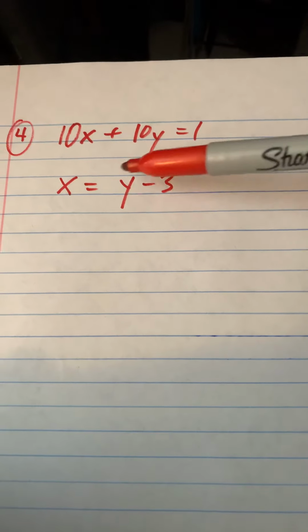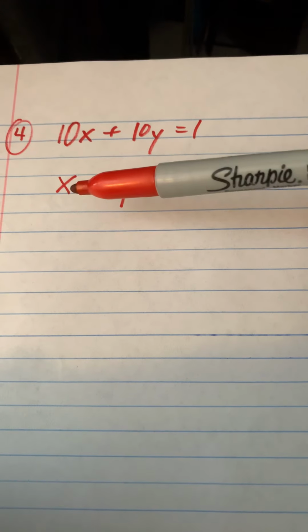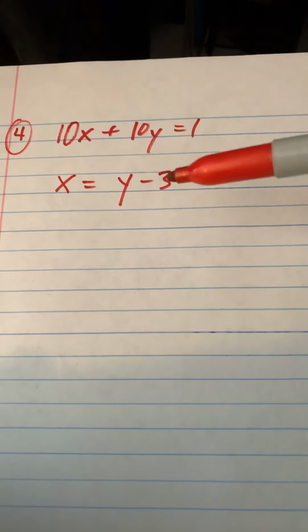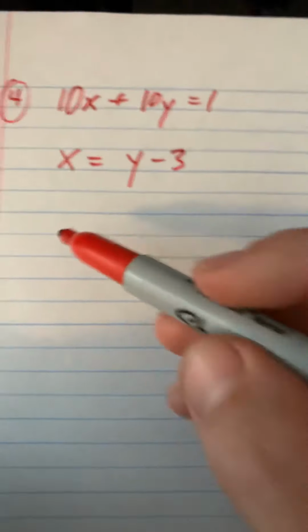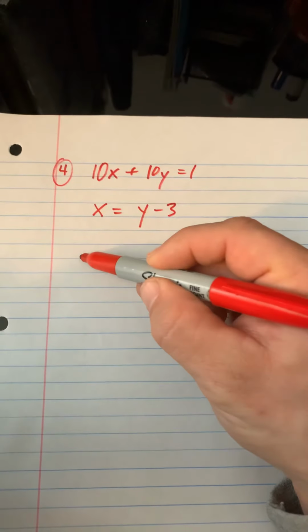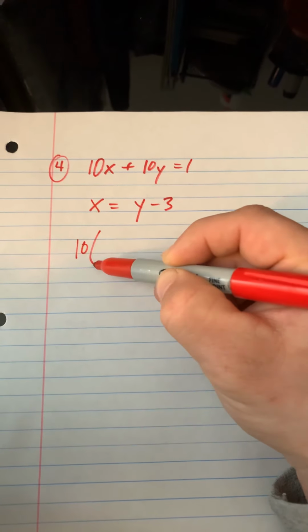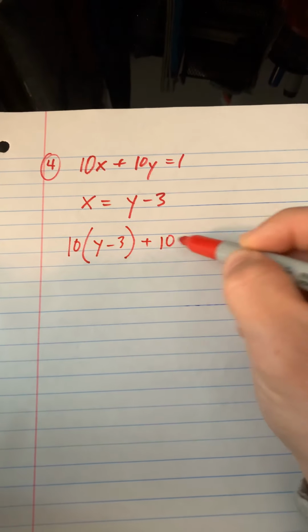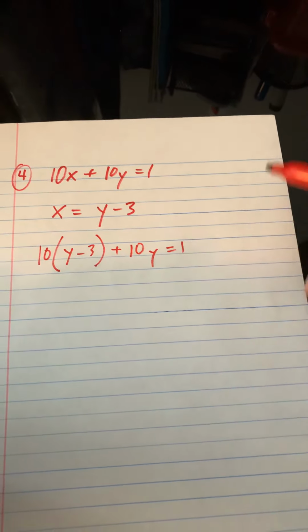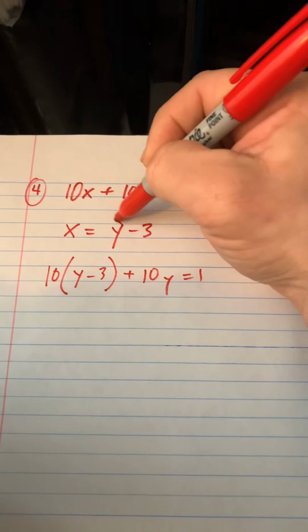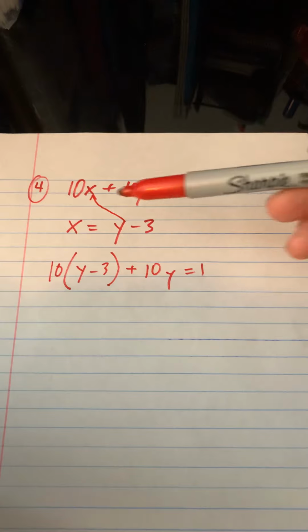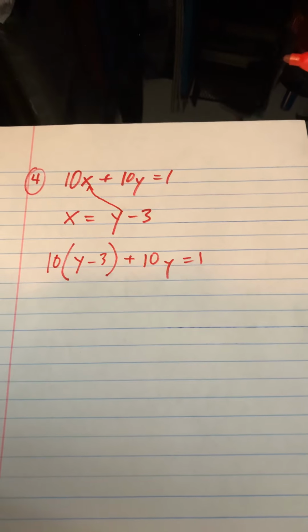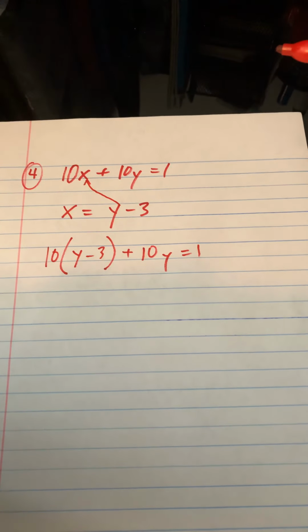We're going to take y minus 3, because it's the value of x, and plug it in right there. Okay, so I'm going to rewrite the top equation. It's going to be 10 times y minus 3 plus 10y equals 1. Do you see what I did? I just put this in for that, because it tells me x equals that. This, remember, is the substitution method.